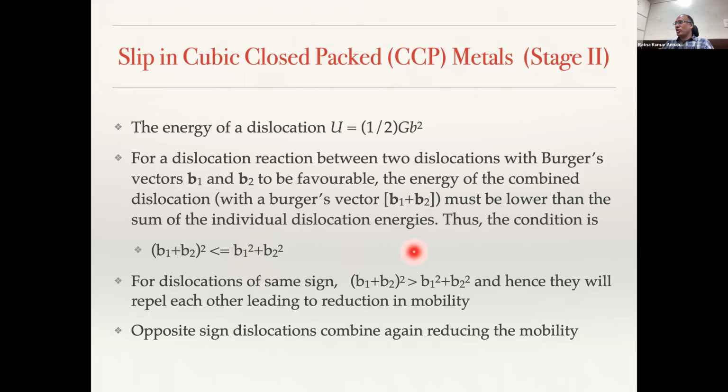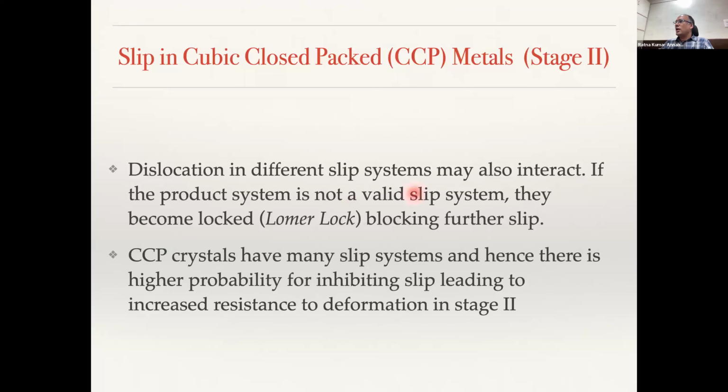If you have two dislocations approaching each other in such a way that if they combine, their energy is going to be greater than the individual energies, then they will never combine. That means the dislocations are not going to form a new dislocation. The situation is not favorable for them to combine, and hence they get locked. And such a lock is called a Lomer lock, and that blocks further slip.